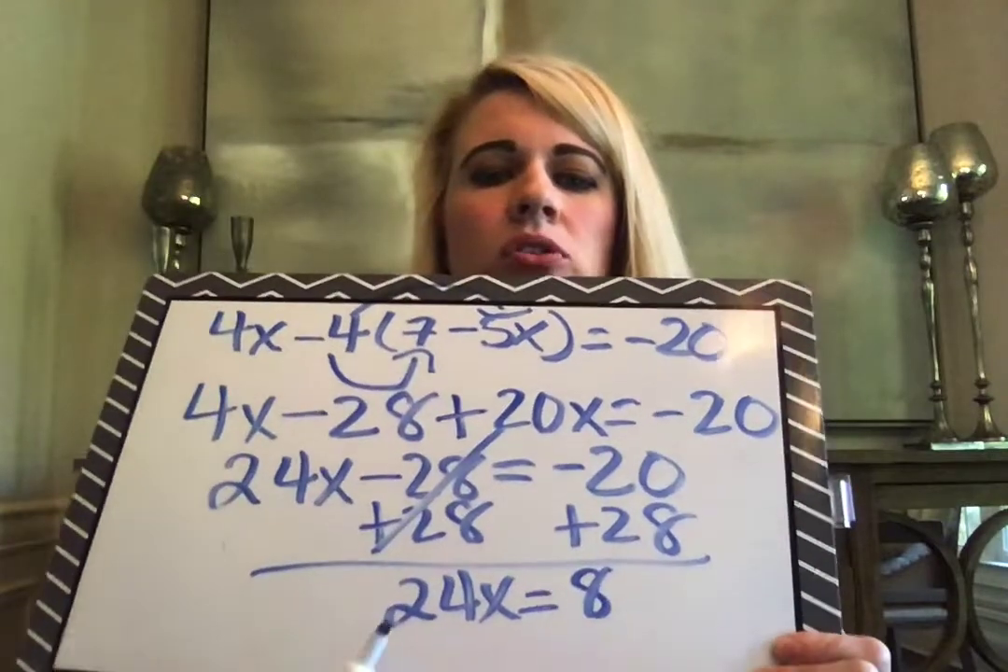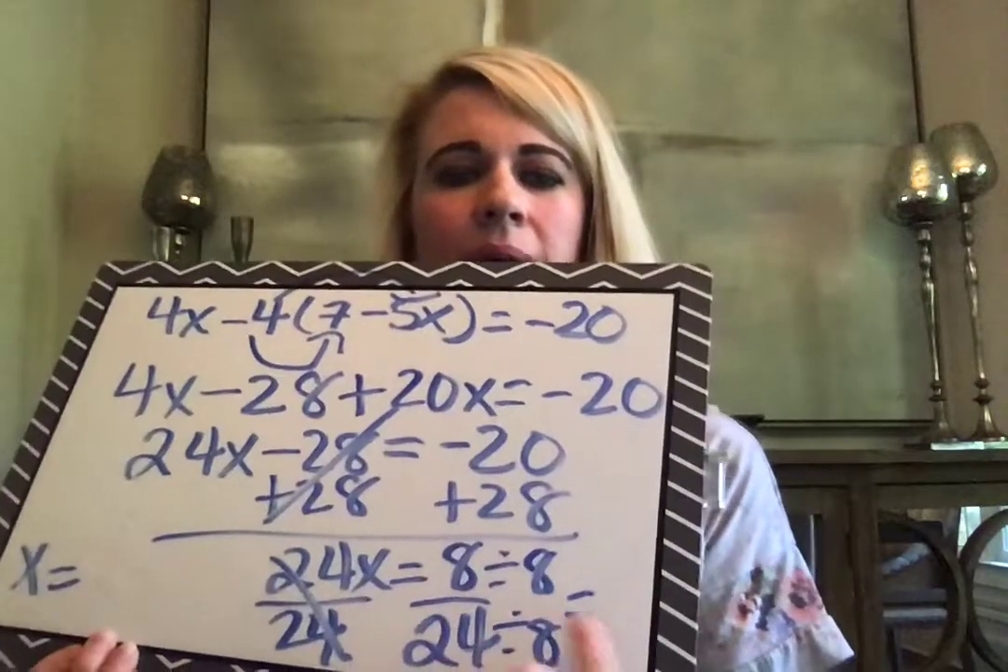So now I'm going to divide both sides by 24. Yes, it's not a whole number. If you figured that out, good job. It's a fraction. Well, you know that Miss Johnson always requires you to simplify. You've got to simplify, if able, always.